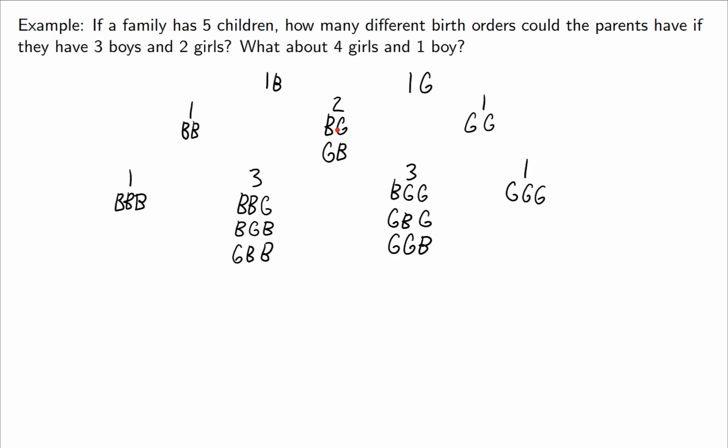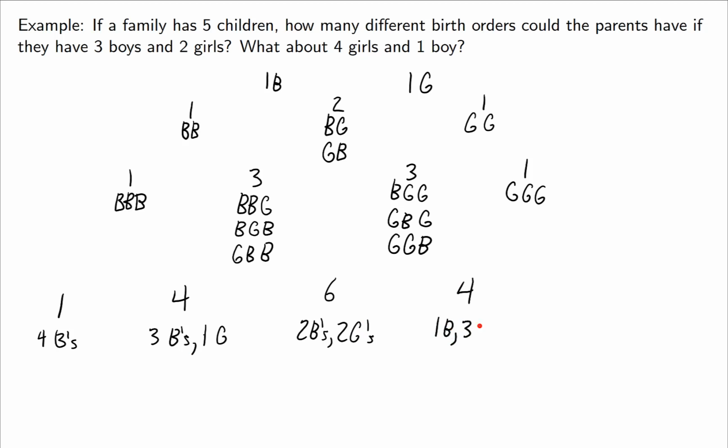Similarly, 1 boy I could then have a girl, or 1 girl I could then have a boy, and there's 2 possibilities. This is the triangle all over again. 1 possibility of 4 boys. Or you could say 1 plus 3 is 4 possibilities of 3 boys, 1 girl. 3 plus 3 is 6 possibilities of 2 boys and 2 girls. Or you could have 4 possibilities of 1 boy and 3 girls, or 1 possibility of having all 4 girls.